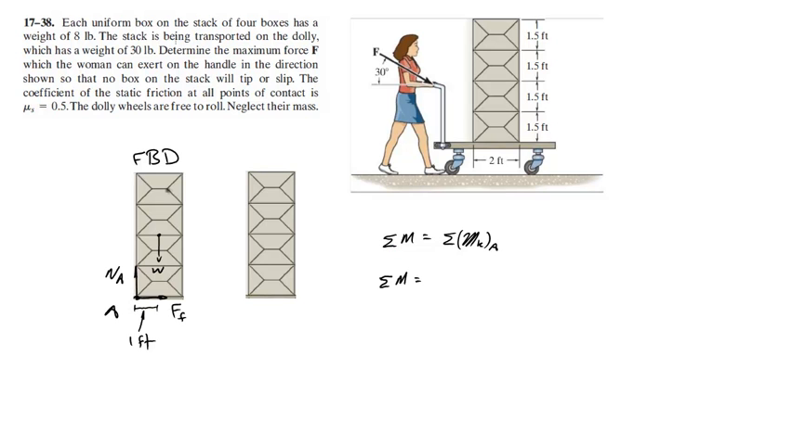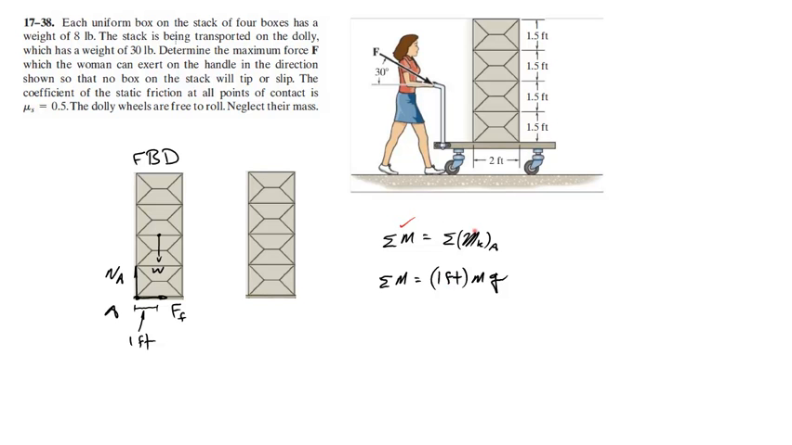So the sum of moments about point A: the boxes are 2 feet wide, so the weight, the gravitational force mg, is acting 1 foot to the right of point A. And this moment is acting in the clockwise direction, so we'll leave a positive sign in front of that. That is the only moment acting about point A. So we've just got one moment, and we've dealt with the sum of moments.